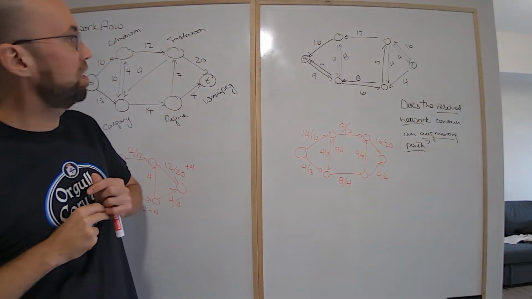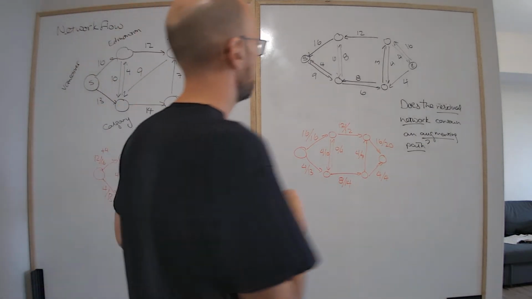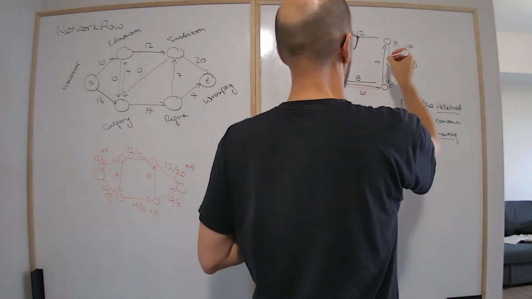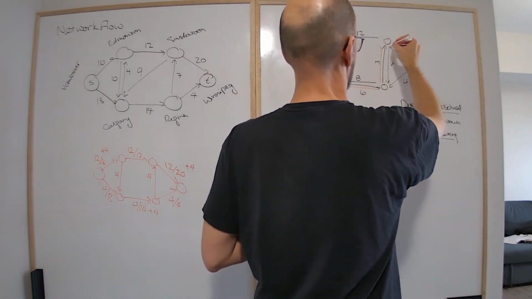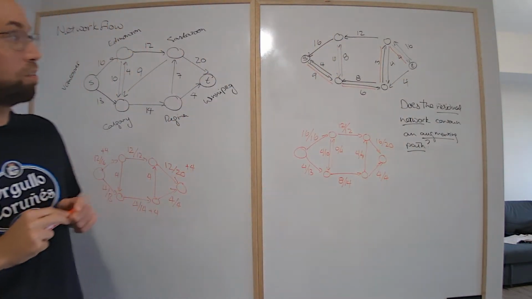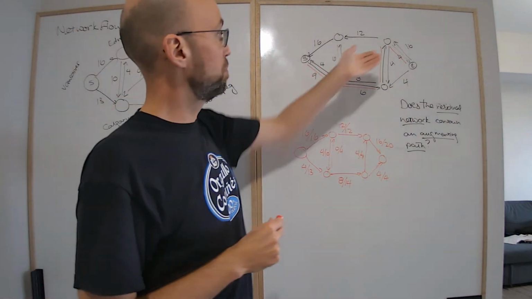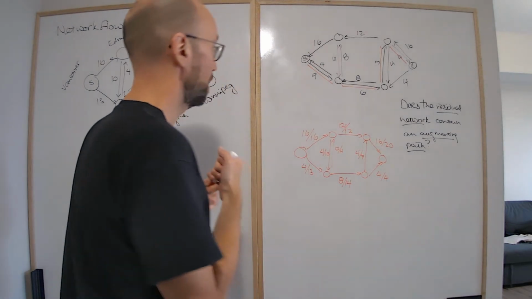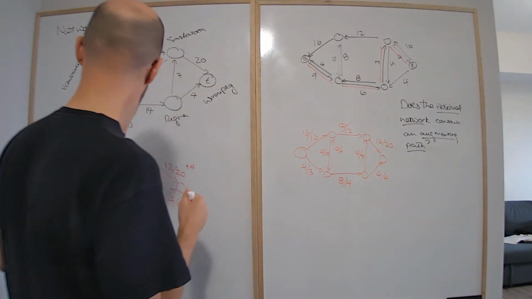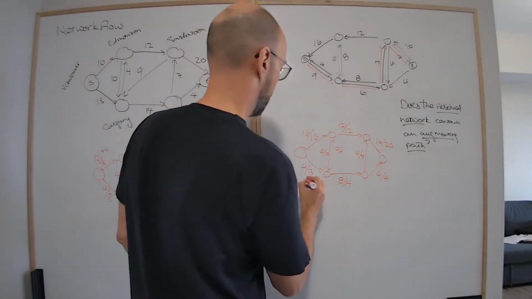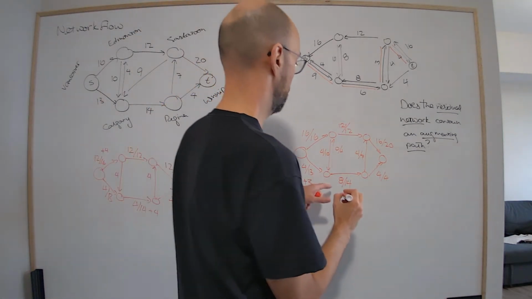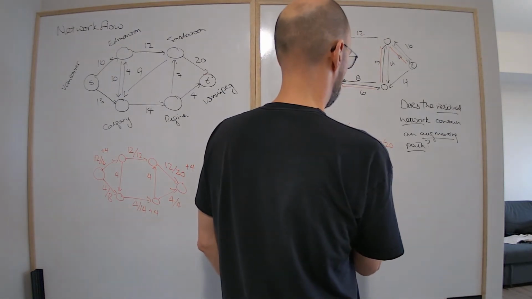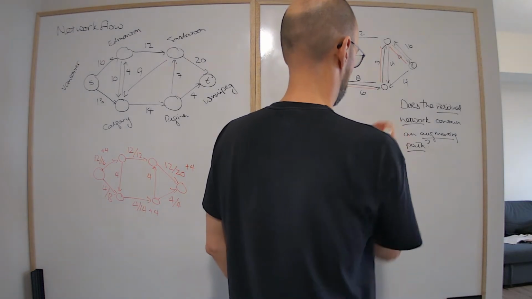And the answer is yes. You can go here, and here, and here, and here, right? So there is a path from S to T. What is the minimum capacity along that path? It's 3. So what are we going to do? We're going to take this, and we're going to add 3 here, and we're going to add 3 here, and then we're going to add 3 here, and we're going to add 3 here. Okay?